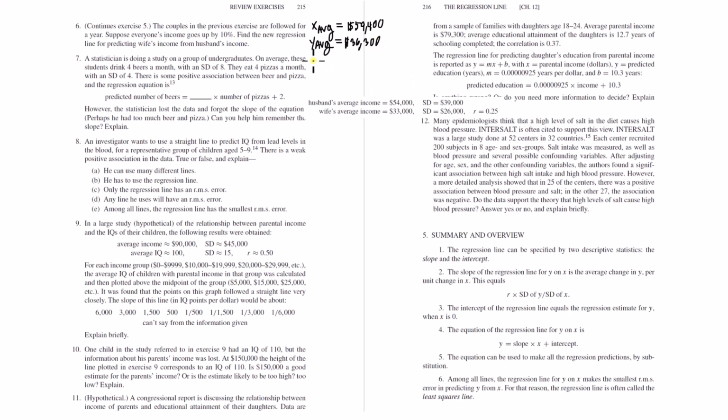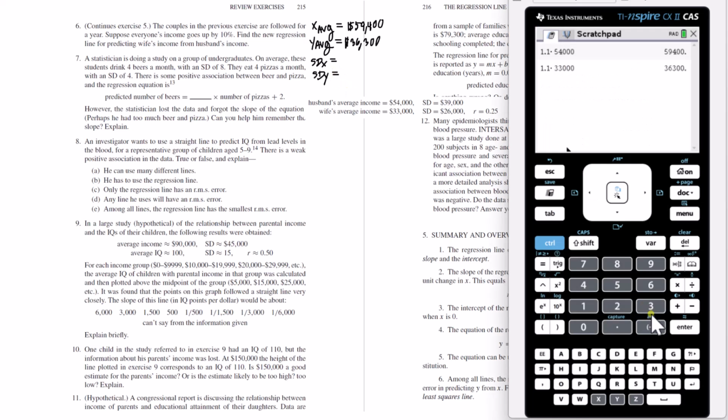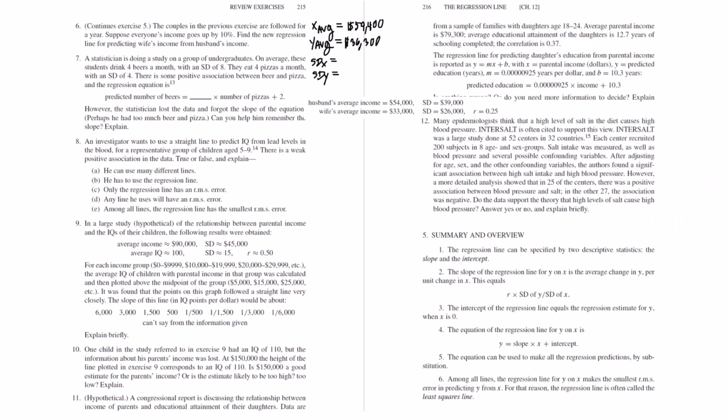Okay, now the same idea with the standard deviations. So 39, and then 26, become 42,900 and 28,600. And then the correlation coefficient does not change with changes of scale, right?